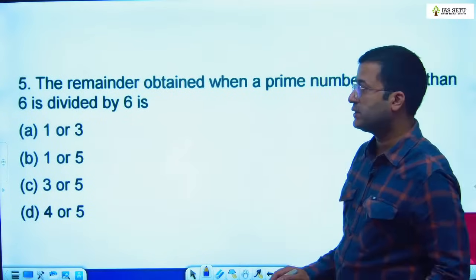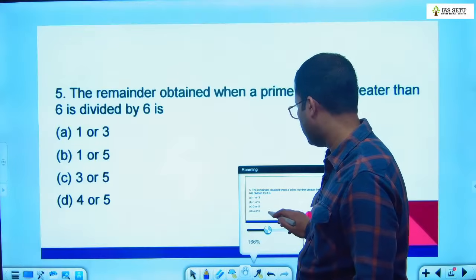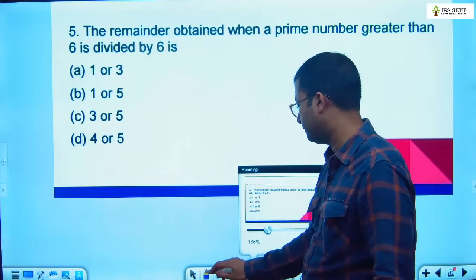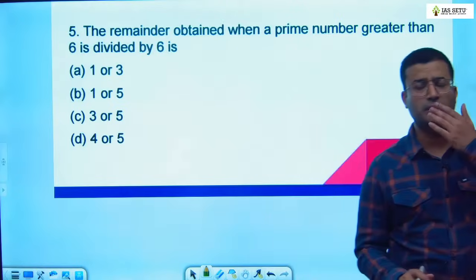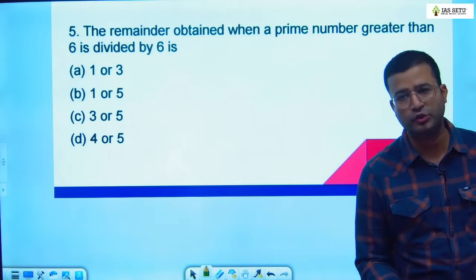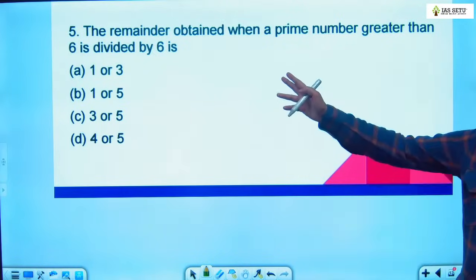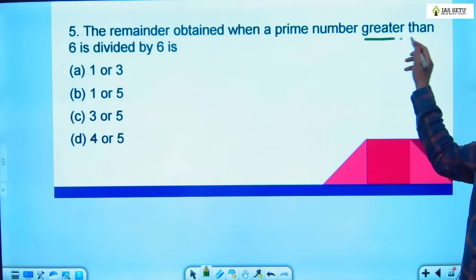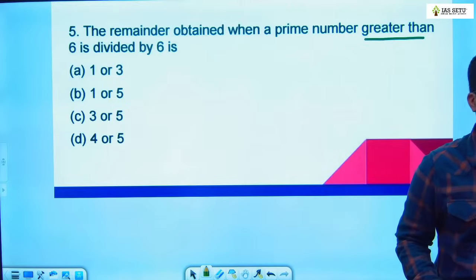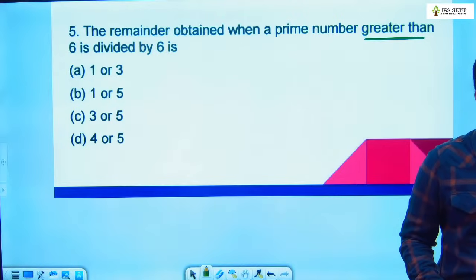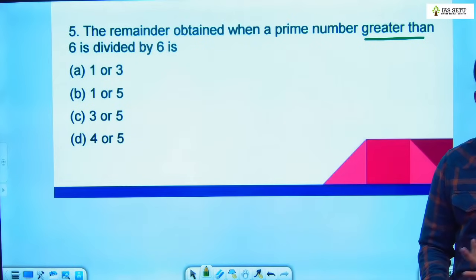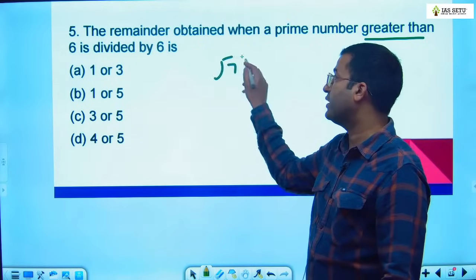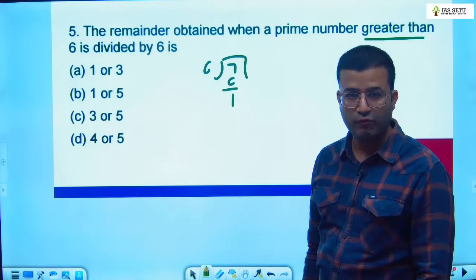Now next is, this is a CAT previous year question, but in the 90s they used to ask quite easy questions. The remainder obtained when a prime number greater than 6 is divided by 6. You try with number 7 divided by 6. What is your remainder? 1.